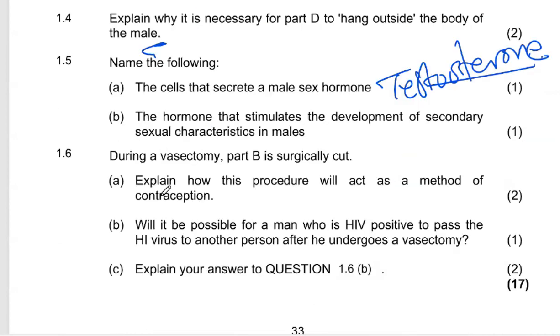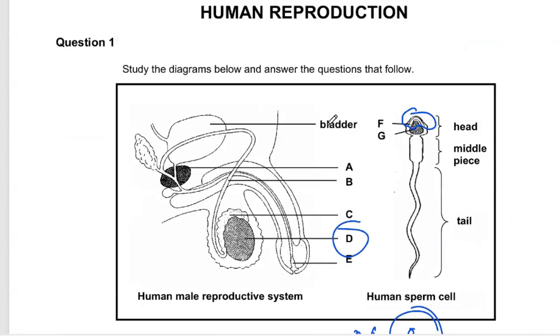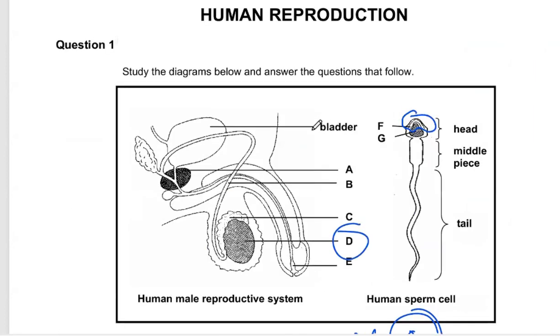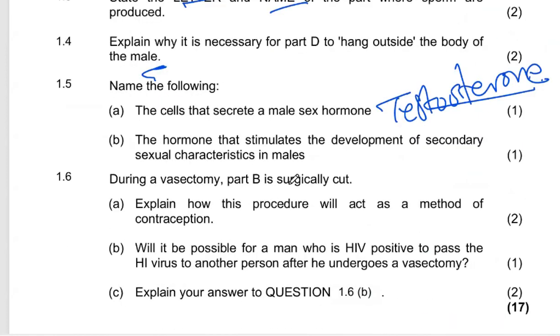All right. They're saying that during vasectomy, what did I say about vasectomy? Vasectomy is when they cut the vas deferens. During vasectomy, part B is surgically cut. Part B, which is the vas deferens.